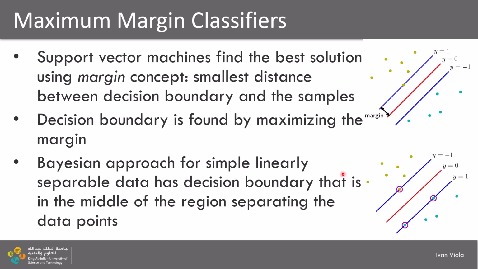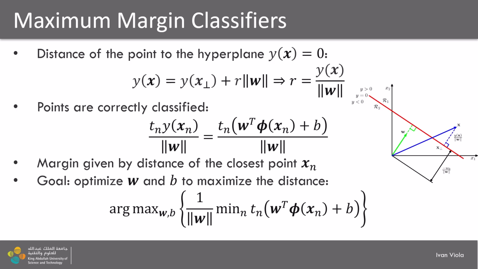Actually, the Bayesian approach for simple linearly separable data also has a decision boundary that is in the middle region separating the data points. So here we see some correspondence to the probabilistic Bayesian approach.